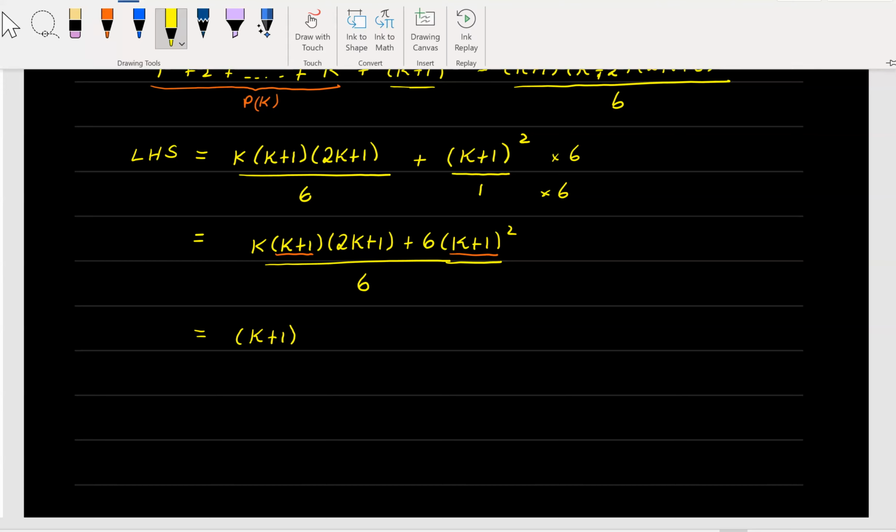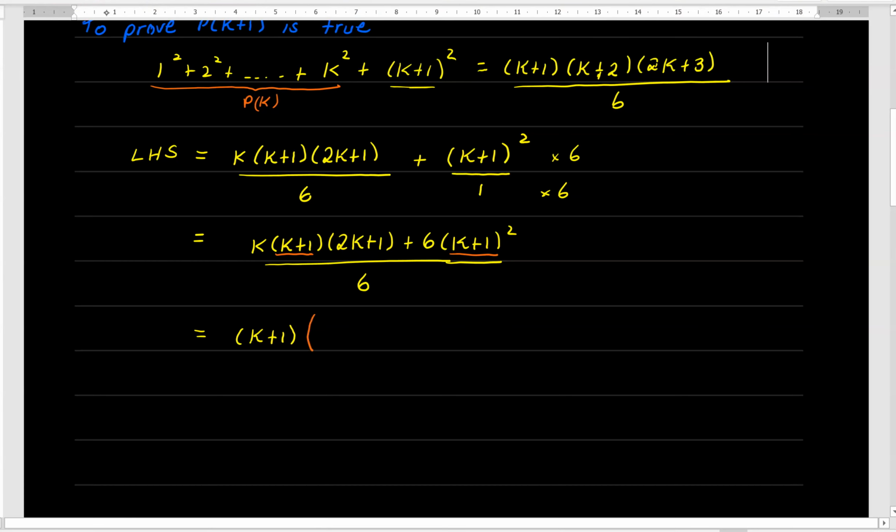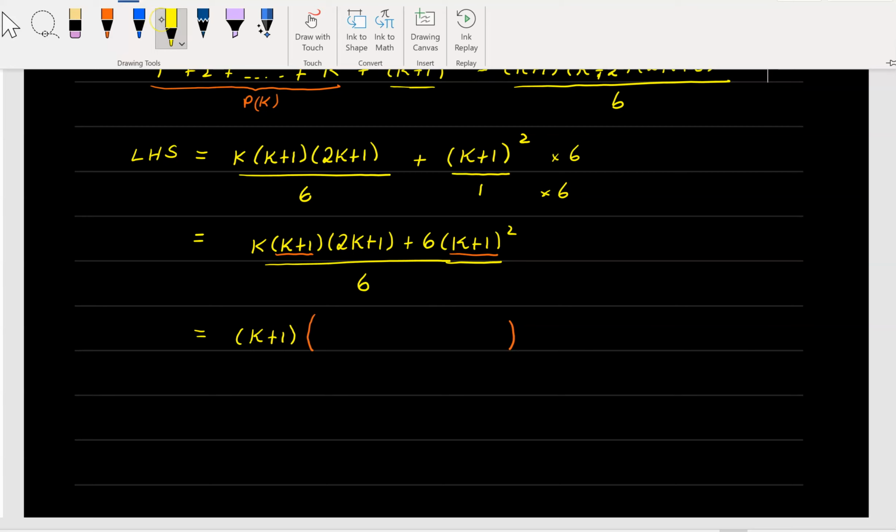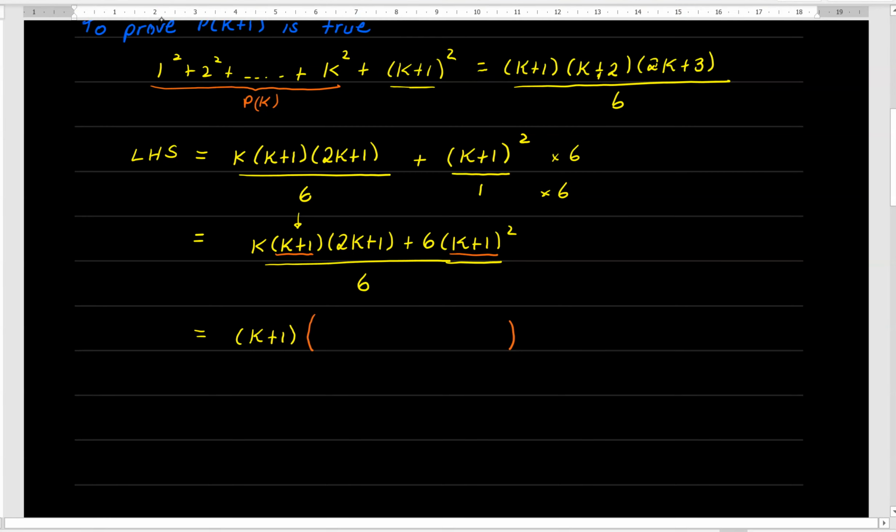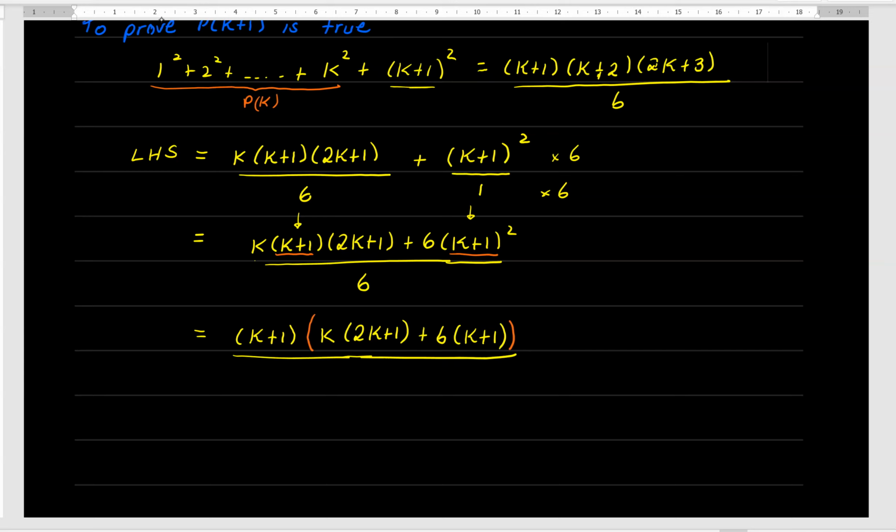Sorry that I keep changing colours, but I'm hoping it will be helpful to you. So now I'm pulling out this k plus 1 from here, and I'm left with the k, and I'm left with the 2k plus 1. And when I pull out k plus 1 from here, remember k plus 1 squared is k plus 1 times k plus 1, so I have a 6 times k plus 1. Don't forget that 6 is being multiplied by all of them out the front.